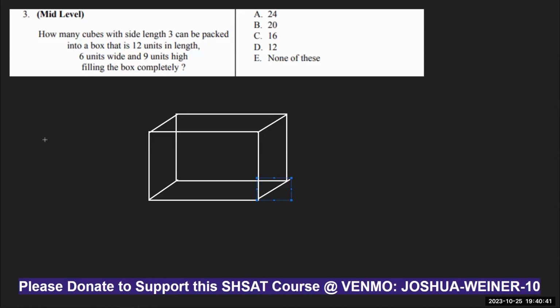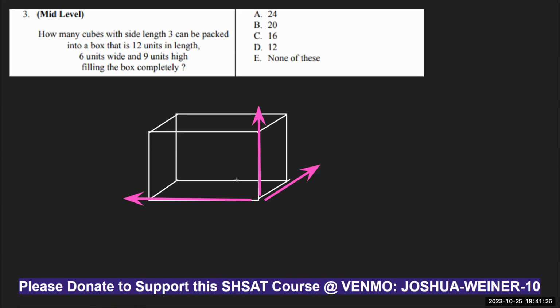All right, here's the thing. Since in this direction is 12 units in length, in this direction is 6 units, and then the height is 9 units, we can express that by drawing the arrows in the corner here, okay? But since each cube is 3 units, we need to express how many of them can we fit in the box? Let's just use the front face of the picture here to show what's going on.